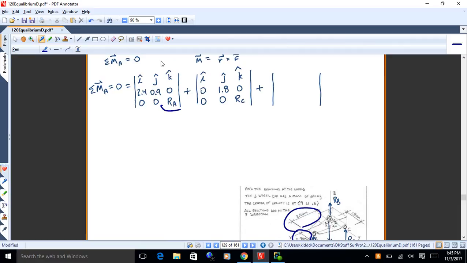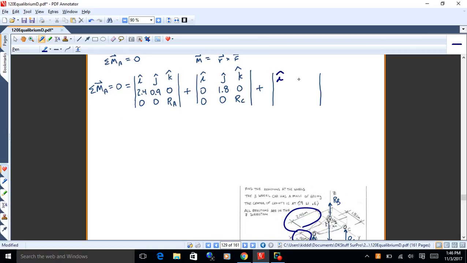Now I'm just putting these in a determinant form again, because that's how I learned to do them. You wouldn't have to do them this way, just do the crosses, R crossed with F, but however you do it, whatever way you're comfortable with.